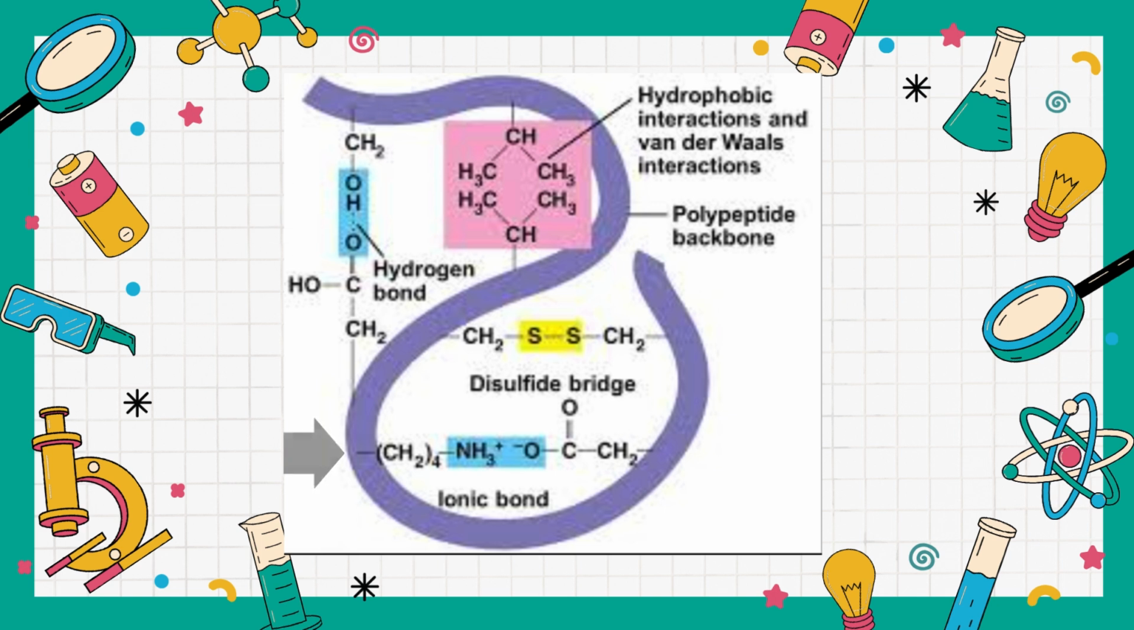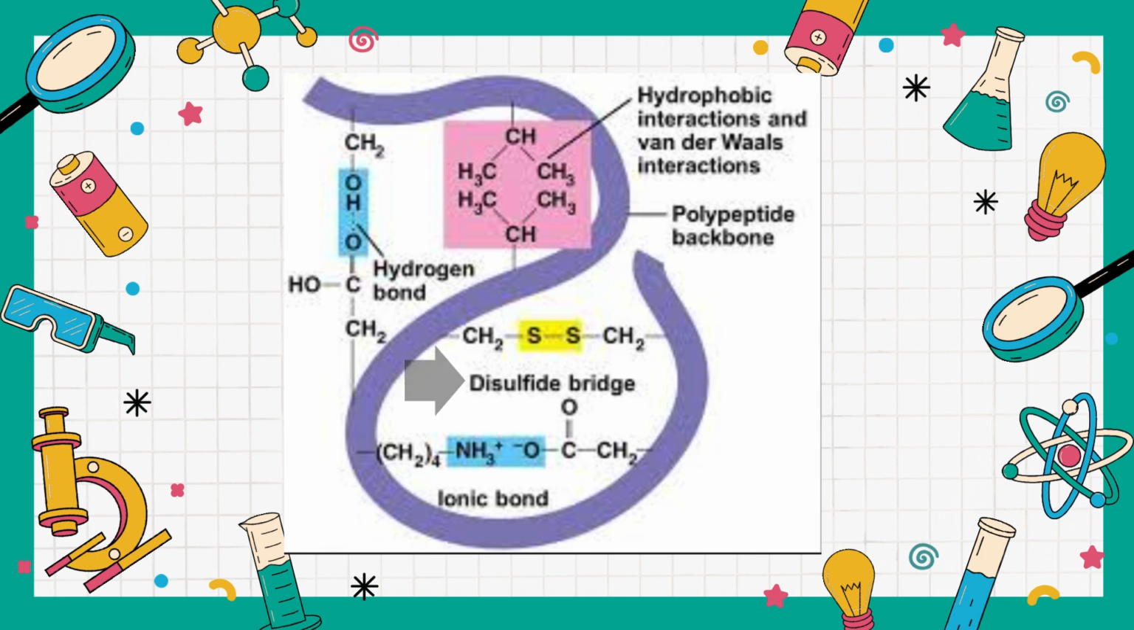Coming up next is ionic bonding. This occurs between oppositely charged amino acid side chains, e.g., positively charged lysine with negatively charged glutamic acid, creating an electrostatic attraction.